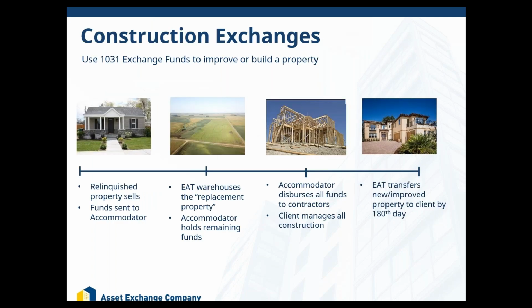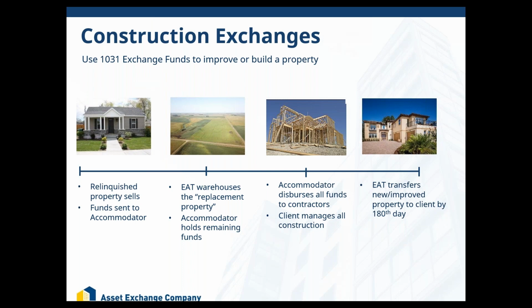Now, there's another type of exchange. It's referred to as a construction exchange. Another term you hear people refer to it is an improvement exchange or even a built-to-suit exchange. They can work something like this. Let's say you sell your relinquished property in a 1031 exchange. We're the QI, the qualified intermediary. We're going to be holding the proceeds from that sale.